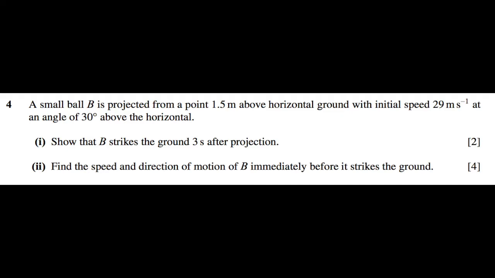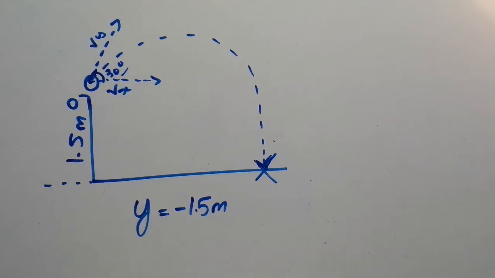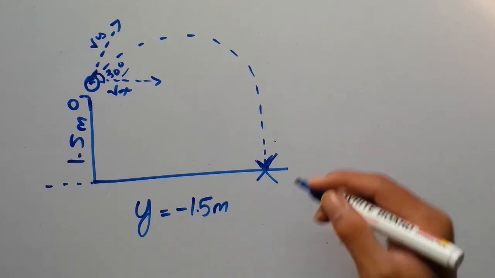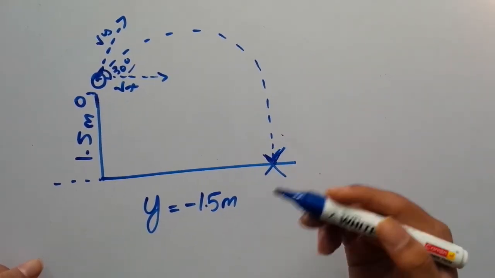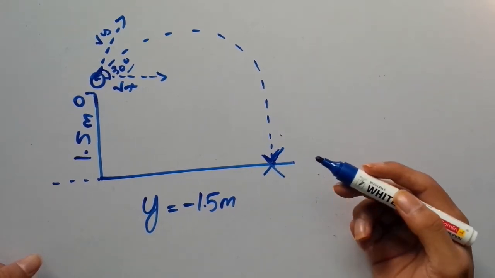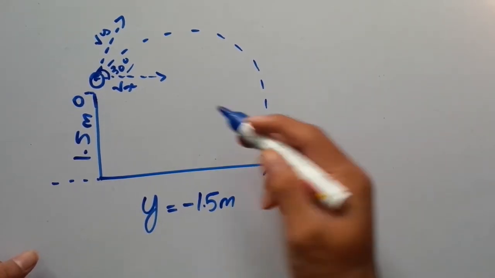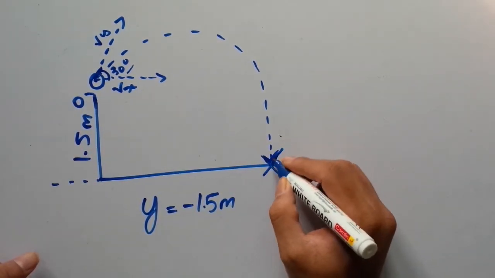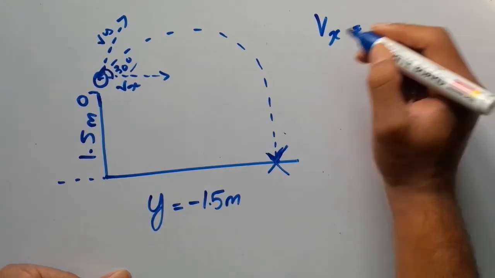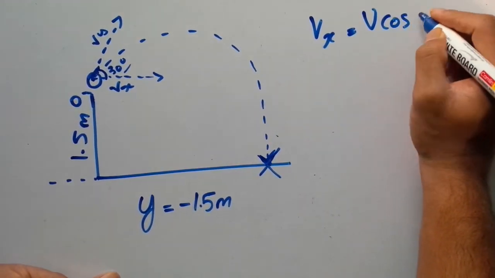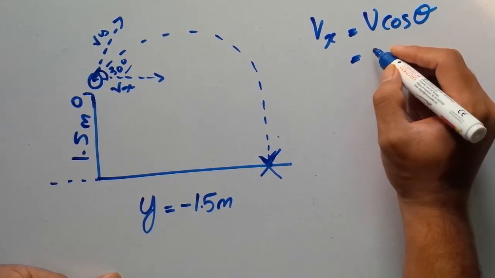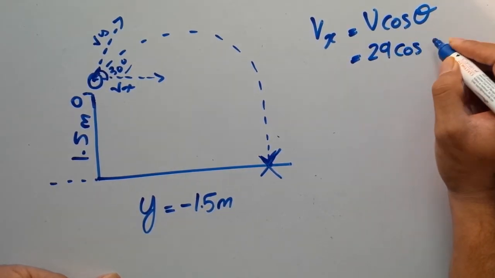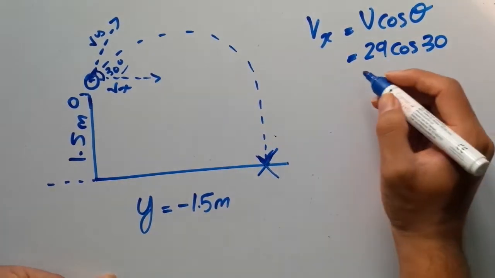The second part says, find the speed and direction of B immediately before it strikes the ground. That's very straightforward. Let's write down the horizontal component of velocity and vertical component of velocity of the ball B when it strikes the ground at this point. The horizontal component of velocity is given by u cos theta, where u is the initial velocity and theta is the angle of projection.